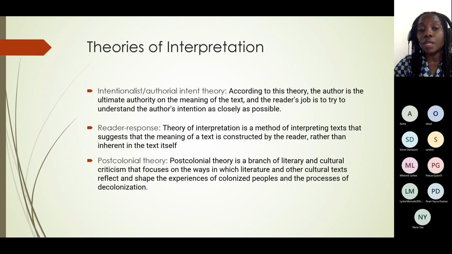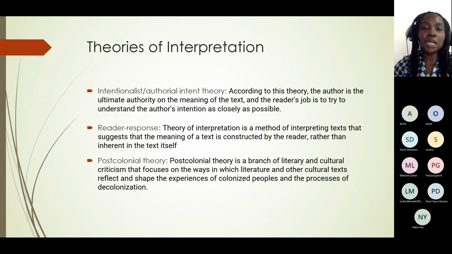If you read, I'm sure you have all read Kobina Sekyi's The Blinkards, right? Or have you heard of it? So it is an example of a post-colonial text. And interestingly, it was first published in 1913. And that was way before we gained independence, right?